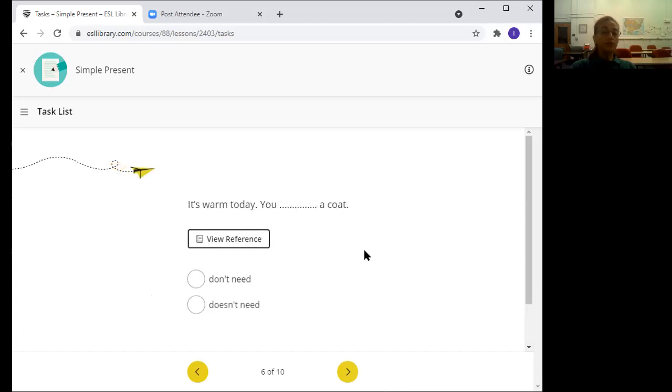It's warm today. You, of course, it's not third person singular, it's you, first person. You don't need a coat. The shoe store, third person singular, shoe store, one store. Shoe store does not sell hats.